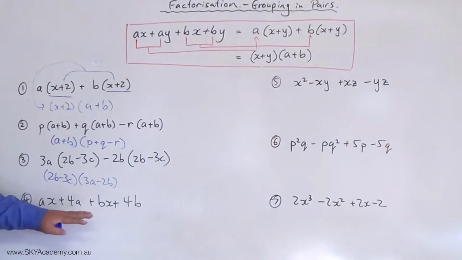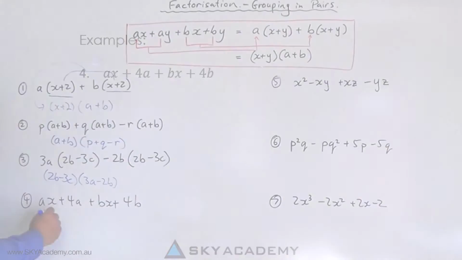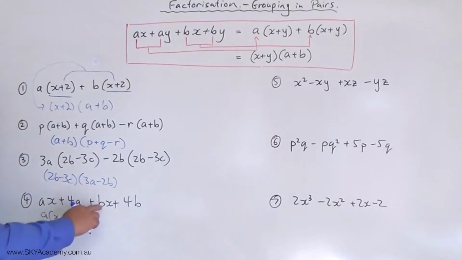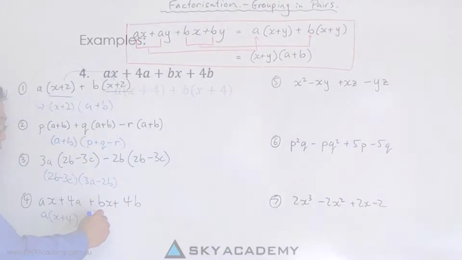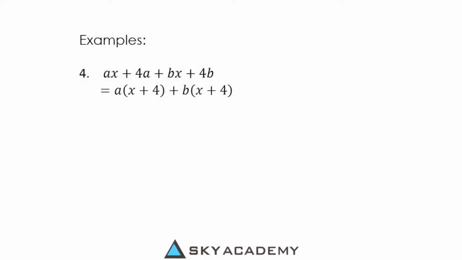This is where you start applying two steps to the grouping in pairs work. Let's take out what's common to this one. What is common to this one, by the way? Well, if you look at it, a is common to both. So you take a out and you're left with x plus 4. Take b out of the next two terms and you're left with x plus 4. So you take x plus 4 out of both and you're left with a plus b.